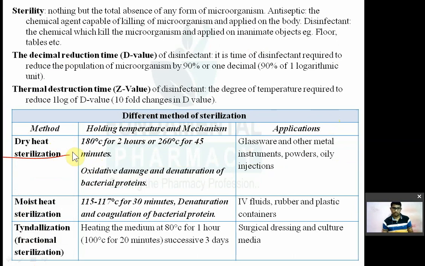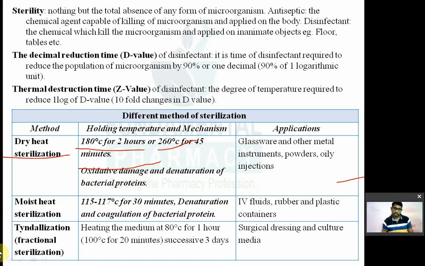Okay, what is the holding temperature? You can subject that material or utensil to 180 degrees Celsius for 2 hours or 260 degrees Celsius for 45 minutes. Now what is the mechanism? Oxidative damage and denaturation of protein. Remember the applications we have seen: glassware and other metal instruments, powder and oily injection.